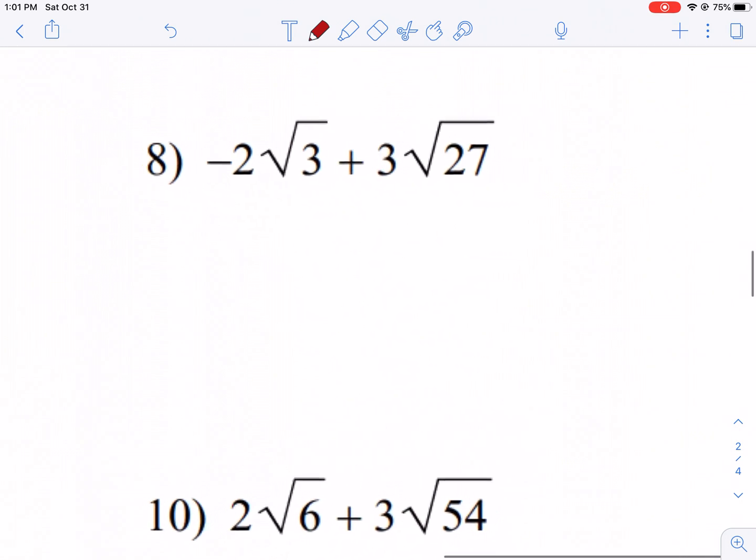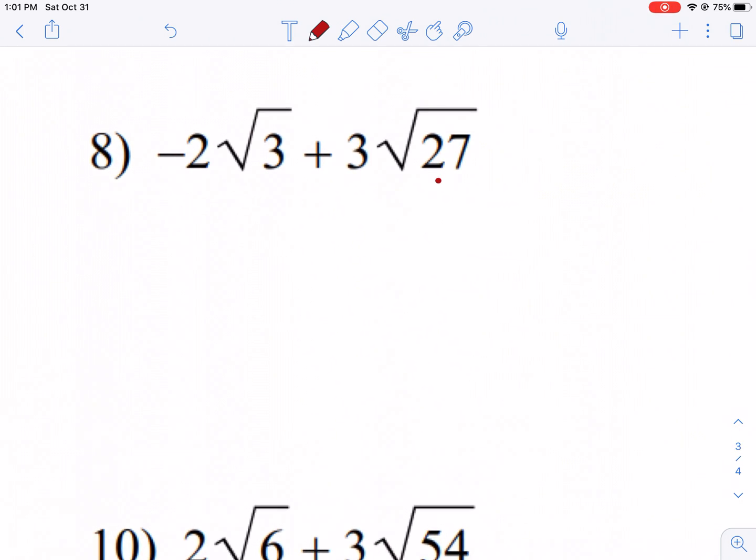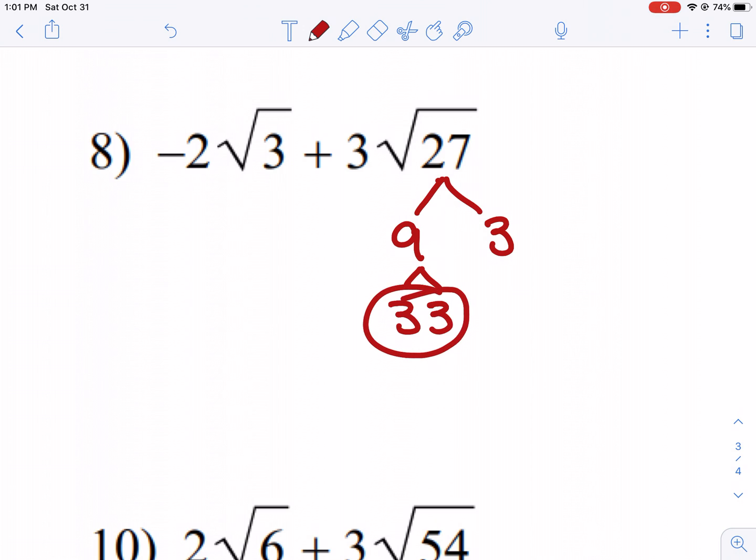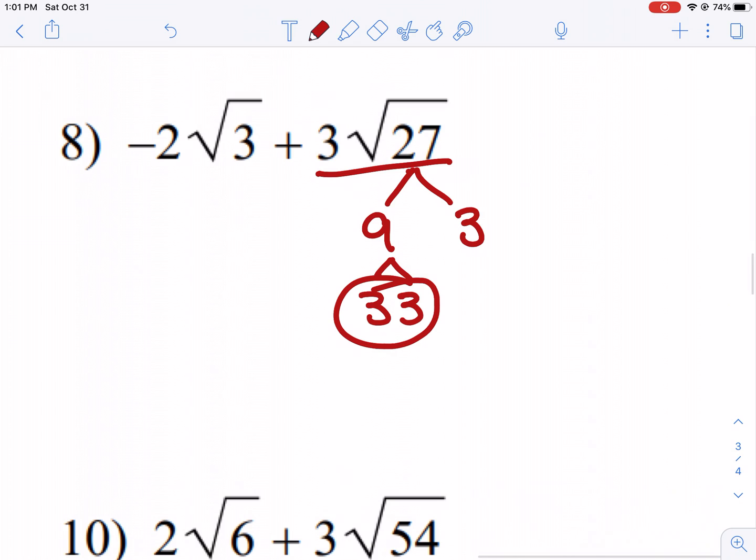Now if you look here at this example, 27 and 3 don't match. I can't break down 3 since it only breaks down into 1 and 3, but I'm going to see if I can break down 27 to simplify it and see if we can combine it. So 27 breaks down into 9 and 3. I can take out this pair of 3's. So this 3 square root 27 becomes 3 times 3 square root 3. Look at all those 3's. So it's 9 square root 3.